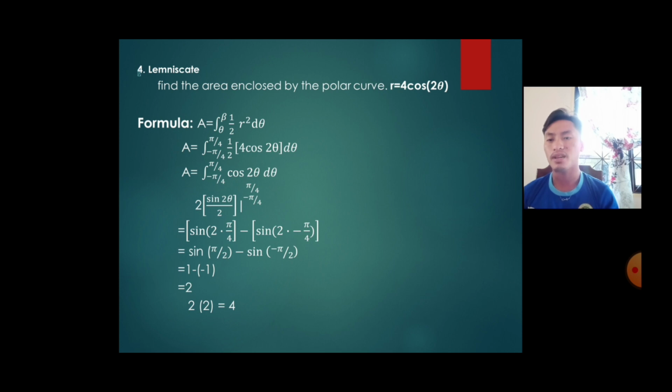So 2 times the quantity sin 2 theta over 2 from negative pi over 4 to pi over 4 is equal to the quantity sin 2 times pi over 4 minus the quantity sin 2 times negative pi over 4, which is equal to sin pi over 2 minus sin negative pi over 2, which is equal to 1 minus the quantity negative 1, which is equal to 2. So 2 times 2 is equal to 4.